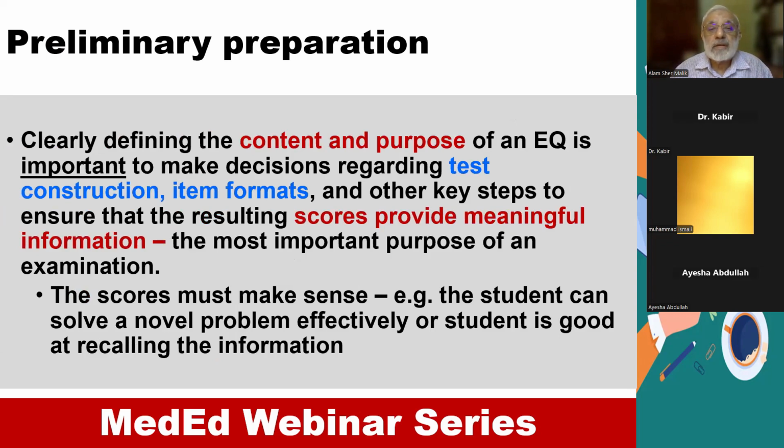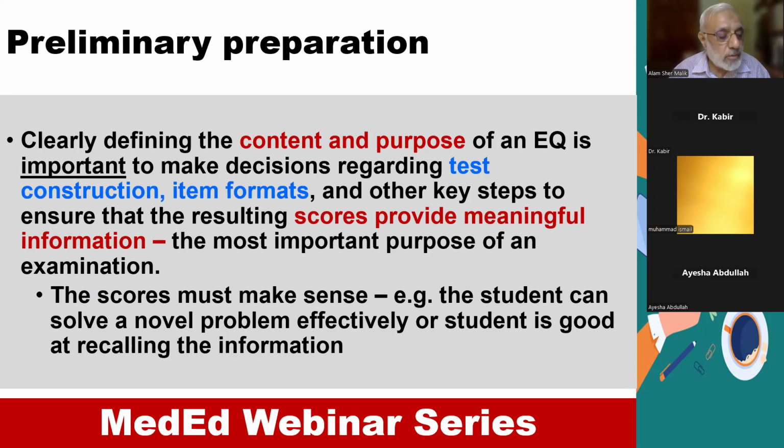Clearly defining the content and purpose of an essay question is important to make decisions regarding test construction, item formats, and other key steps to ensure the resulting scores provide meaningful information. Now, this is an important statement.